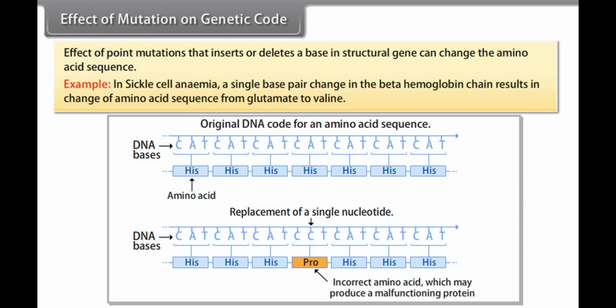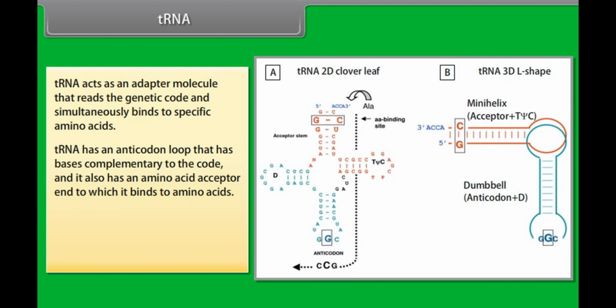tRNA. tRNA acts as an adapter molecule that reads the genetic code and simultaneously binds to specific amino acids. tRNA has an anticodon loop that has bases complementary to the code, and it also has an amino acid acceptor end to which it binds amino acids. The secondary structure of tRNA looks like a clover leaf, while in actual structure, the tRNA is a compact molecule which looks like an inverted L.